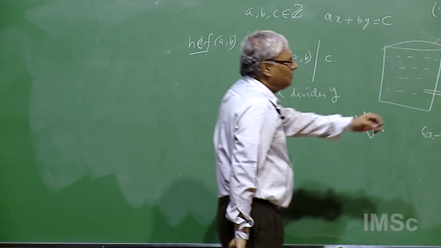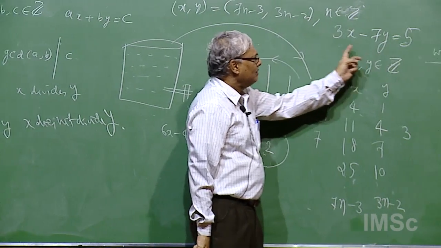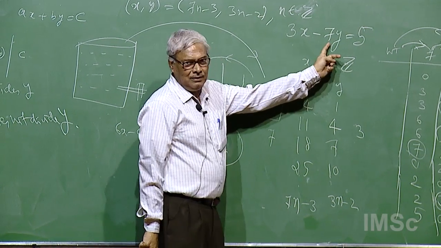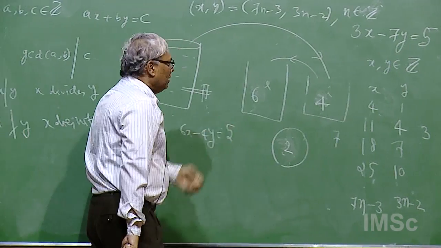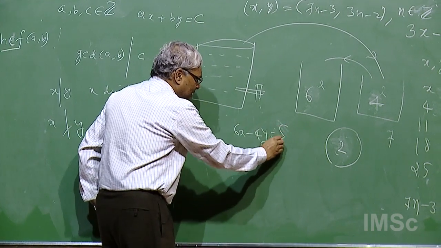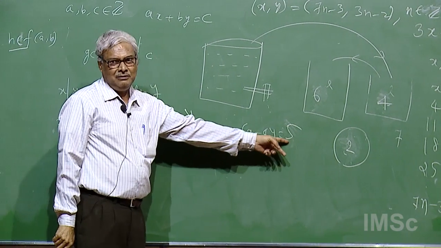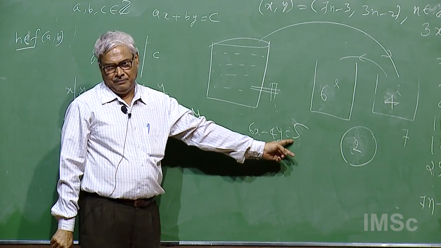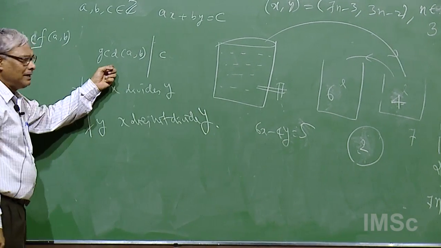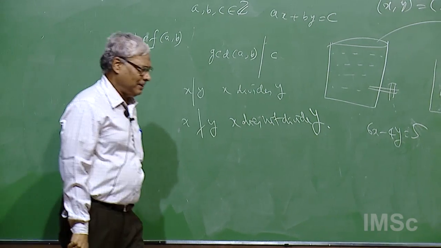We were able to solve this equation in positive integers because GCD of 3 and 7, which is 1, divides 5. We are not able to solve this equation 6x minus 4y equal to 5 because GCD of A and B does not divide 5. So this condition is both necessary and sufficient.